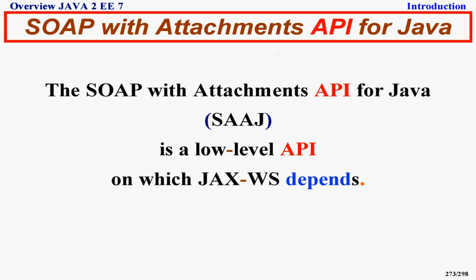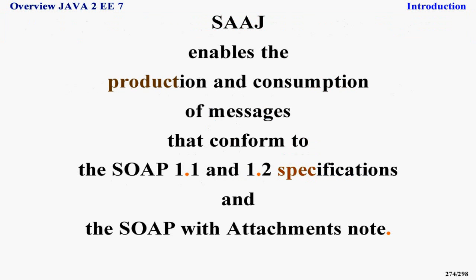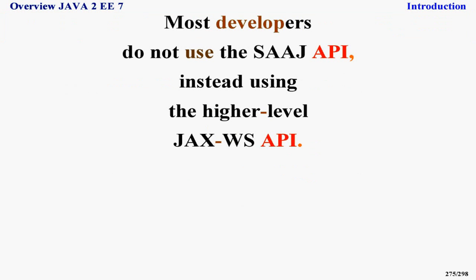SOAP with Attachments API for Java. The SOAP with Attachments API for Java, SAAJ, is a low-level API on which JAX-WS depends. SAAJ enables the production and consumption of messages that conform to the SOAP 1.1 and 1.2 specifications and the SOAP with Attachments note. Most developers do not use SAAJ, instead using the higher-level JAX-WS API.